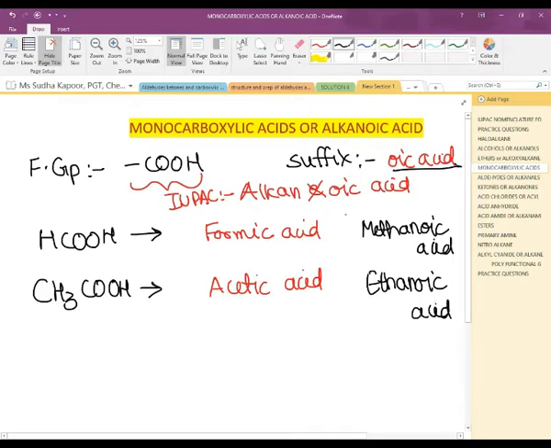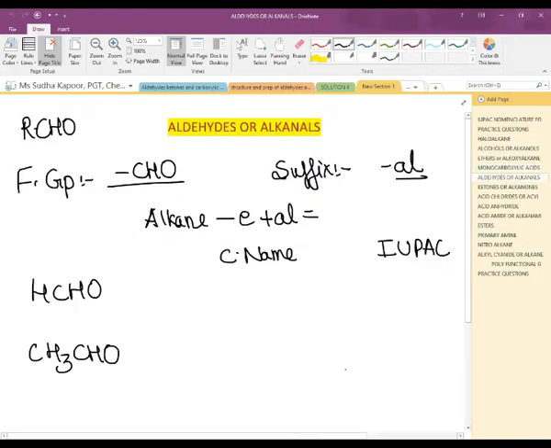Now the other case is aldehydes. Aldehydes and ketones are known as carbonyl groups. In case of aldehyde, it is represented as C double bond O, and on one side it has H, on the other side it has an alkyl, but this alkyl can even be H. It is necessary that one of the sides must be occupied by H. So the functional group is CHO, and the suffix used is al.